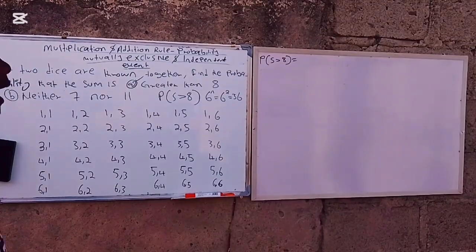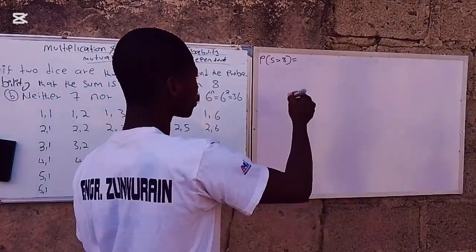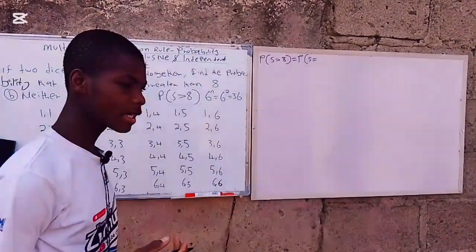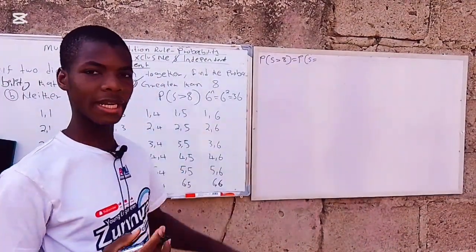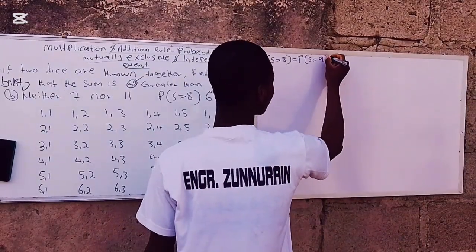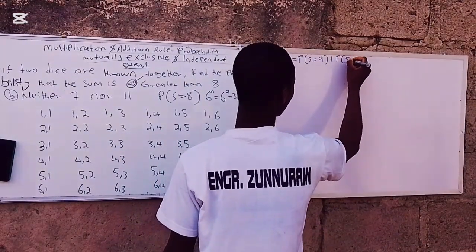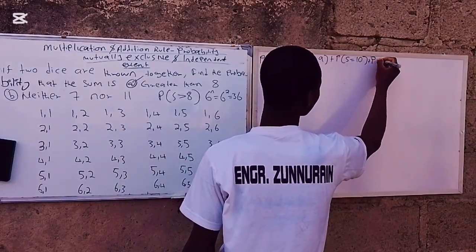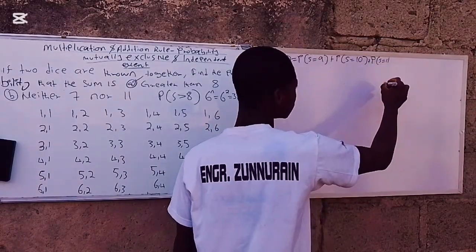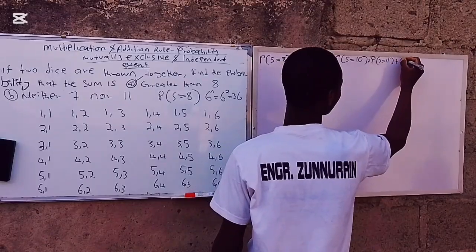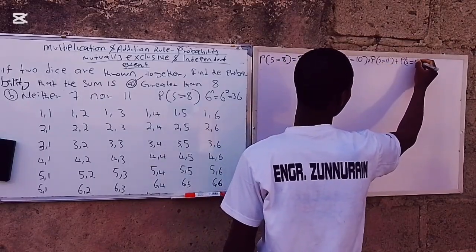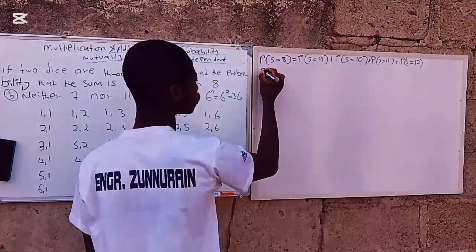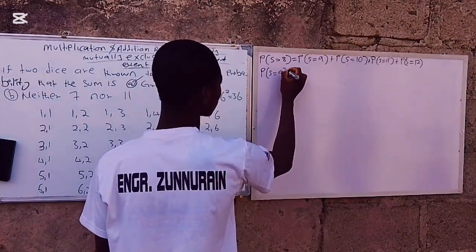The probability that S is greater than 8 should now be the probability of S equals 9, plus the probability of S equals 10, plus the probability of S equals 11, plus the probability of S equals 12. So what is the probability of S equal to 9?